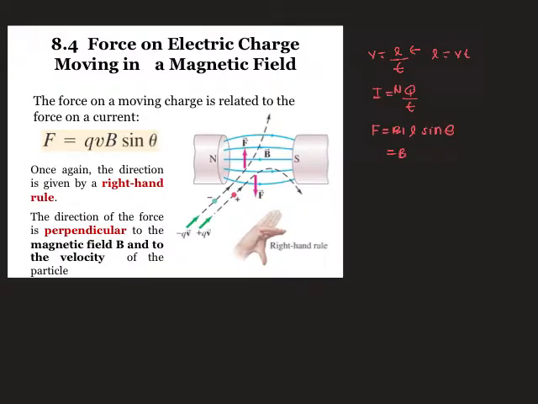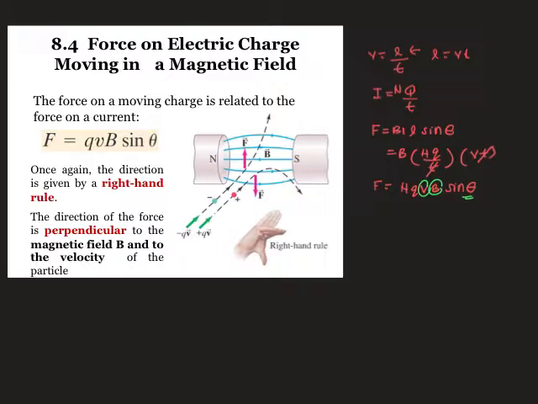So the I here is going to be NQ over t, but I'm going to change the Q to the small q. And then for the L it's going to be vt. So you can cancel t, therefore your equation is F = NqvB sin θ. The angle θ here is between B and the velocity. So this is how you get the magnitude of the magnetic force acting on the charge.